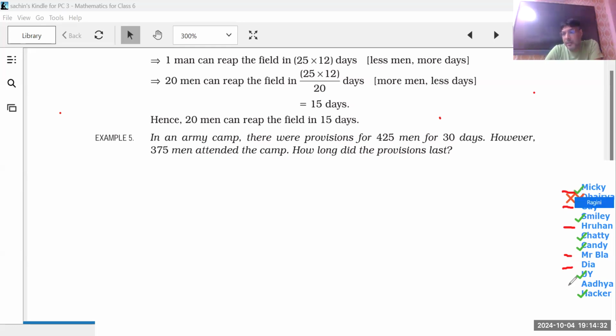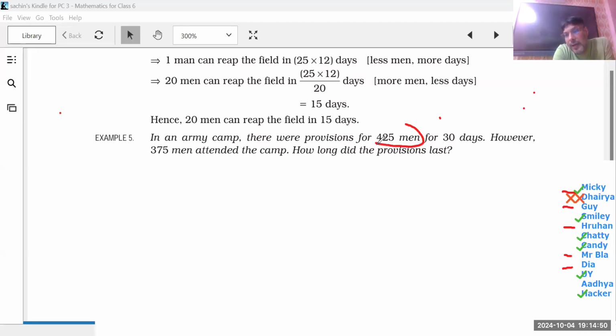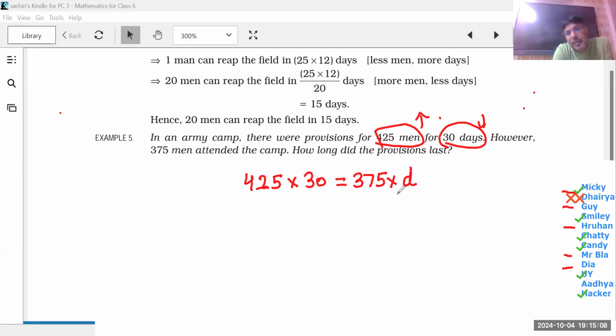Hello, guys. I will solve. Sorry, I'm not able to finish in time. The product will be equal. So the product will be of 425 and 30, because more men, less days, less men, more days. So it's inverse variation. First, we always have to identify whether it is direct or inverse. This is inverse. So it equals 375 into D days.